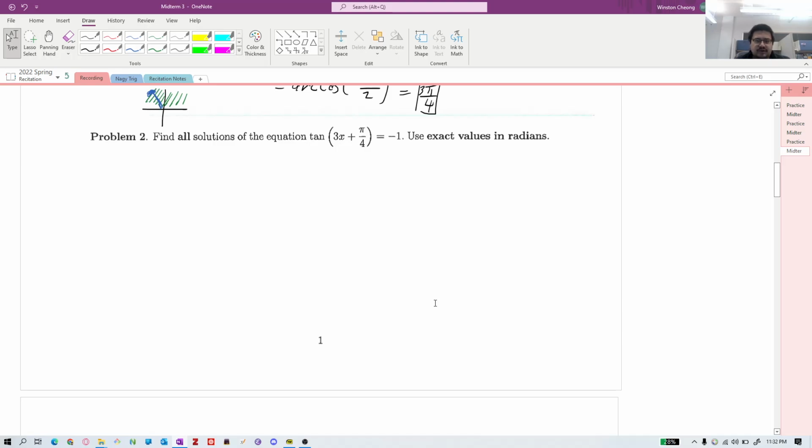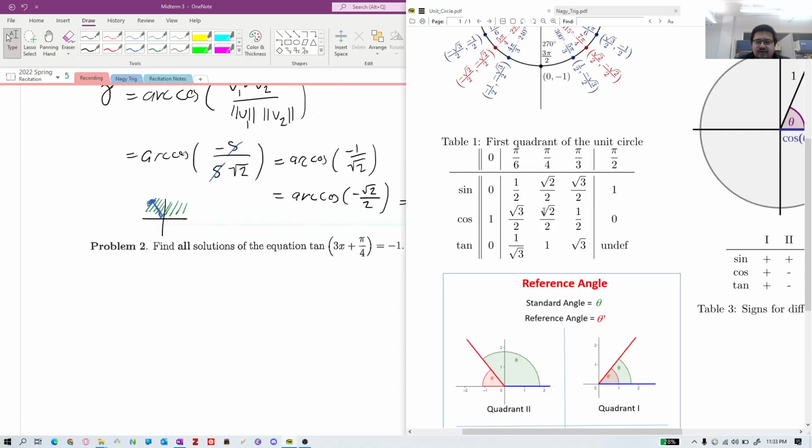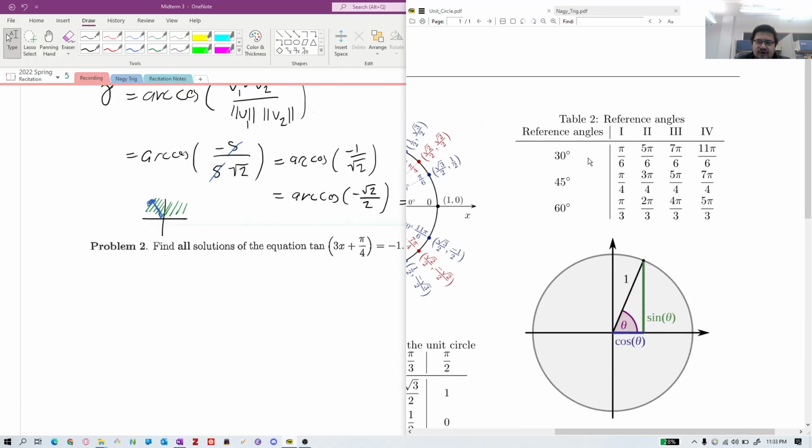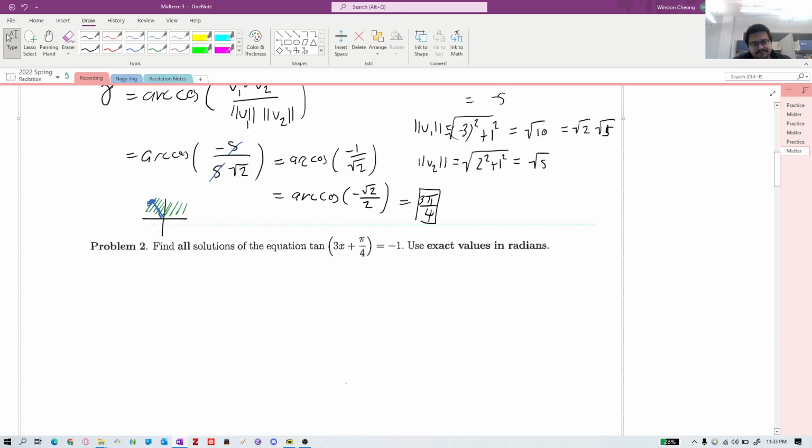And if you didn't know that value off the top of your head, it is on the formulas or the unit circle sheet here. So 45-degree angle in the second quadrant. That's the name of it there. Okay.